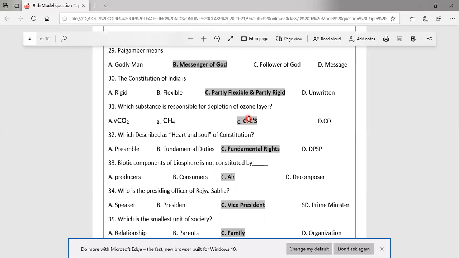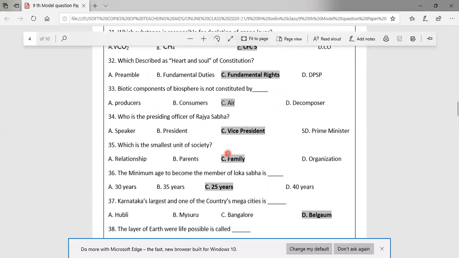32nd question is, which is described as the heart and soul of the constitution? Option A, preamble. Option B, fundamental duties. Option C, fundamental rights. Option D, DPSP. Option C, the fundamental rights is the right answer. 33rd question is, biotic component of biosphere is not constituted by dash. Option A, producer. Option B, consumer. Option C, air. Option D, decomposer. Option C, air is the right answer.